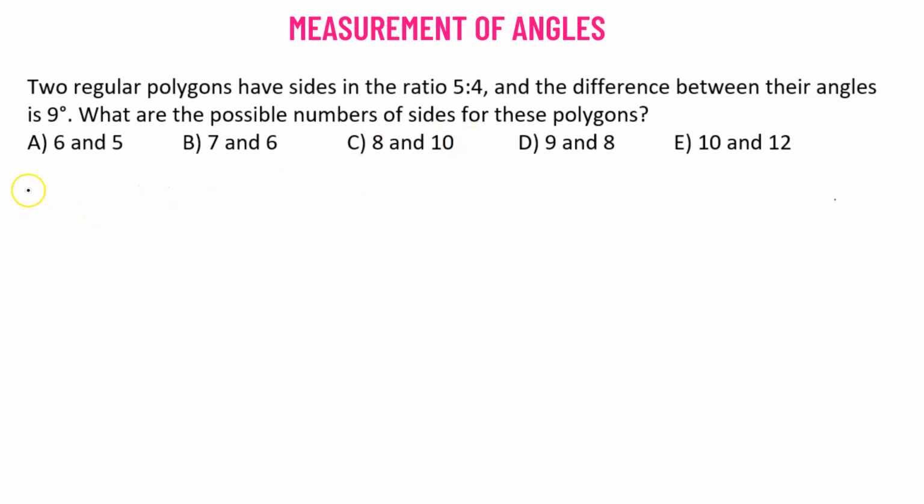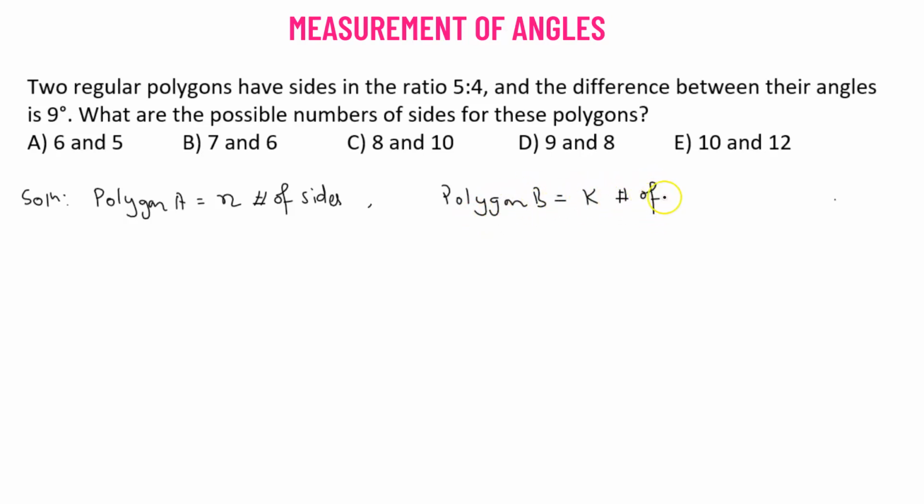So let us begin. Here what we'll do, we will consider two polygons. We'll say polygon A has n number of sides. The n number of sides are present in polygon A. Then we have the other polygon, which is polygon B. So let's say polygon B has k number of sides.